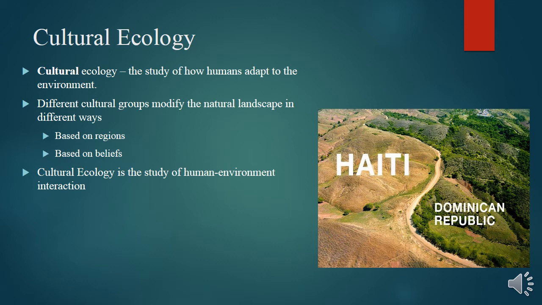In this image here, you see the neighboring countries of Haiti and the Dominican Republic, and the sort of identifiable, visualizable results of differing environmental policies, right? And how those 2 countries envision human environment interactions based on their relative economic situations and available resources, etc.